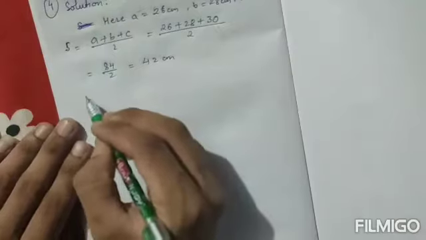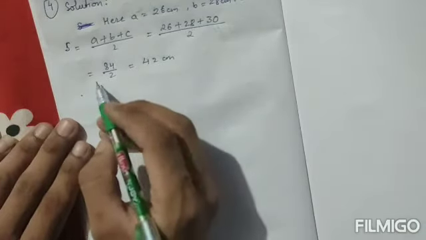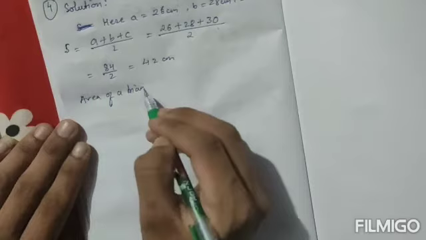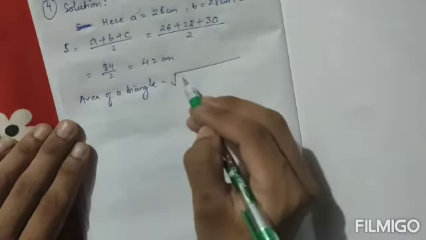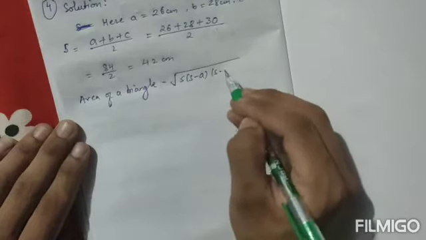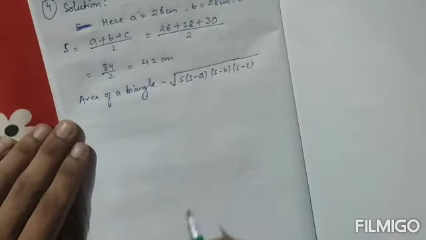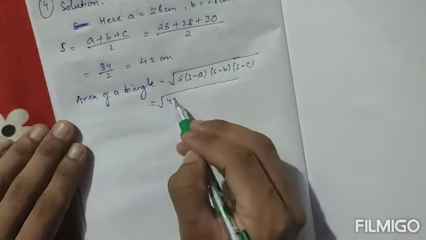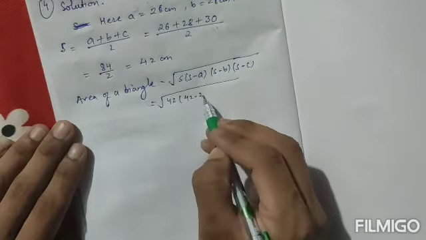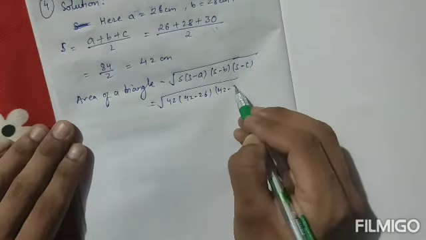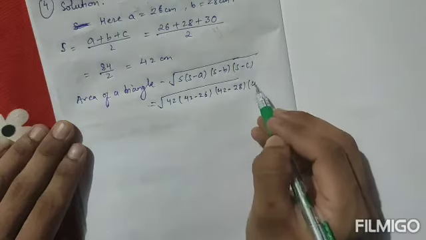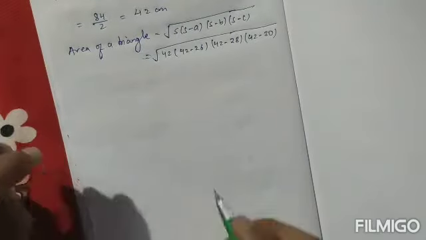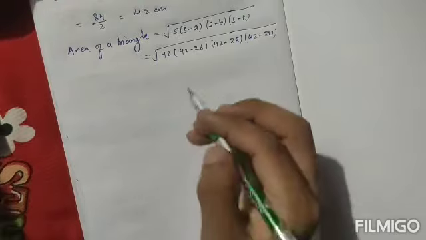So next what you will do? You will now try to find the area of the triangle, which is given, according to Heron's formula, by root of s into s minus a, s minus b and s minus c, isn't it? Okay, so now put the values of s, a, b and c. So under root, s is 42, so 42 minus a is 26, 42 minus b is 28, then 42 minus c is 30, isn't it? I'm just putting the values. So now next, what is my task? Now I will simplify it.